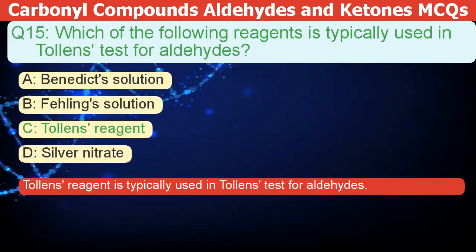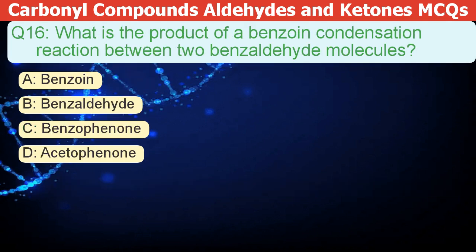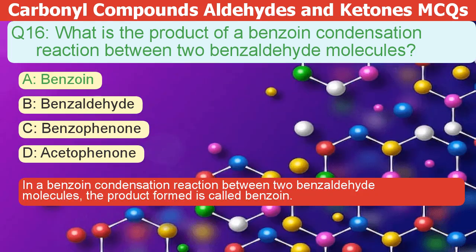The correct answer is C. Tollens reagent is typically used in Tollens test for aldehydes. What is the product of a benzoin condensation reaction between two benzaldehyde molecules? A. Benzoin. B. Benzaldehyde. C. Benzophenone. D. Acetophenone. The correct answer is A. In a benzoin condensation reaction between two benzaldehyde molecules, the product formed is called benzoin.